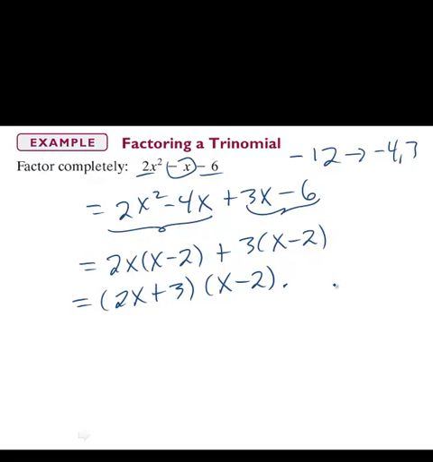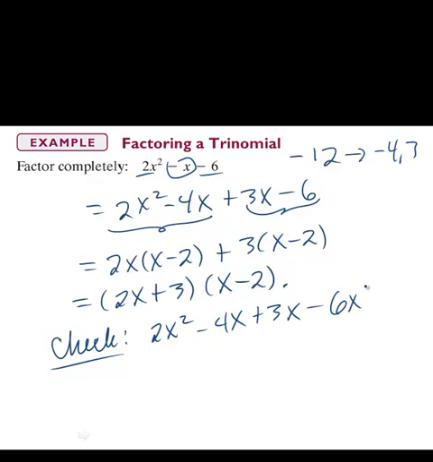You can always check your work, folks. That's one of the great things about most math problems, that it's fairly easy to go back and check your work. Now, how do you check your work? Well, you could FOIL this out. 2x times x is 2x squared. 2x times negative 2 is negative 4x. 3 times x is 3x. And 3 times negative 2 is minus 6. And yes, indeed, that gives us our original polynomial when you take the negative 4x plus 3x, which gives you minus x.